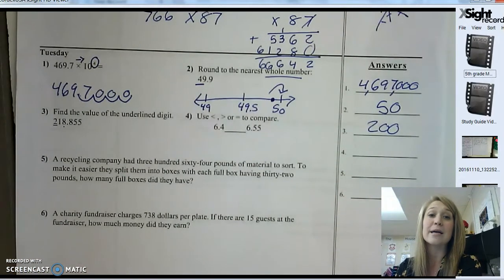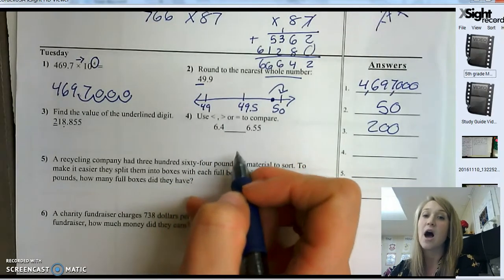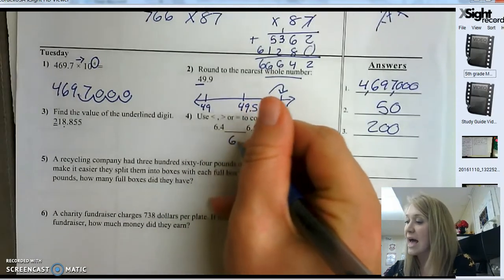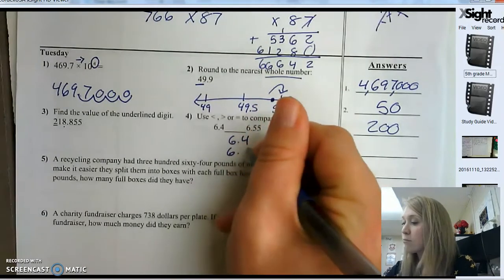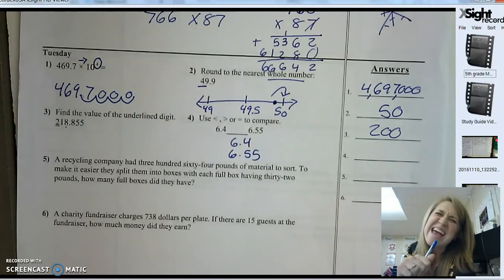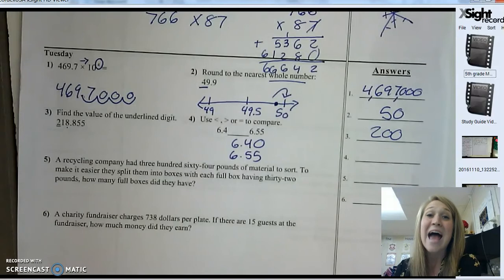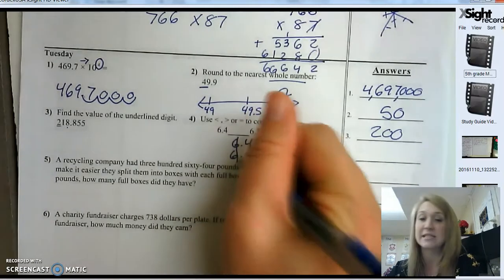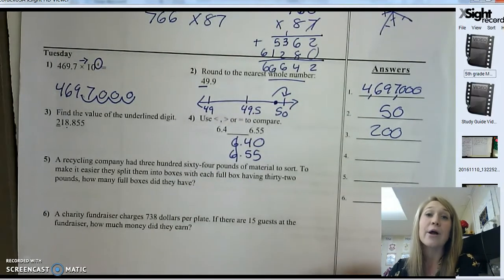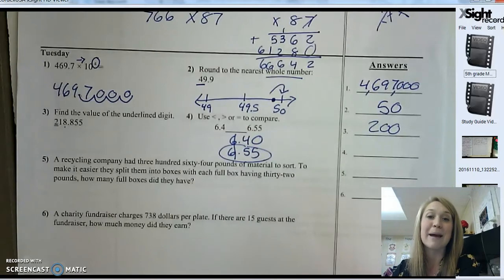Number 4, we're going to compare these two numbers. I have 6 and 4/10 and 6 and 55 hundredths, right? So we say line them up, up, up. We're comparing, right? If I see a blank space, I'm going to go ahead and put that 0 in. I'm going to start over on the left. 6 and 6, same number. Can't compare it. Go on to the tenths numbers. I've got a 4 and a 5. 5/10 is bigger than 4/10, so this is my bigger number.